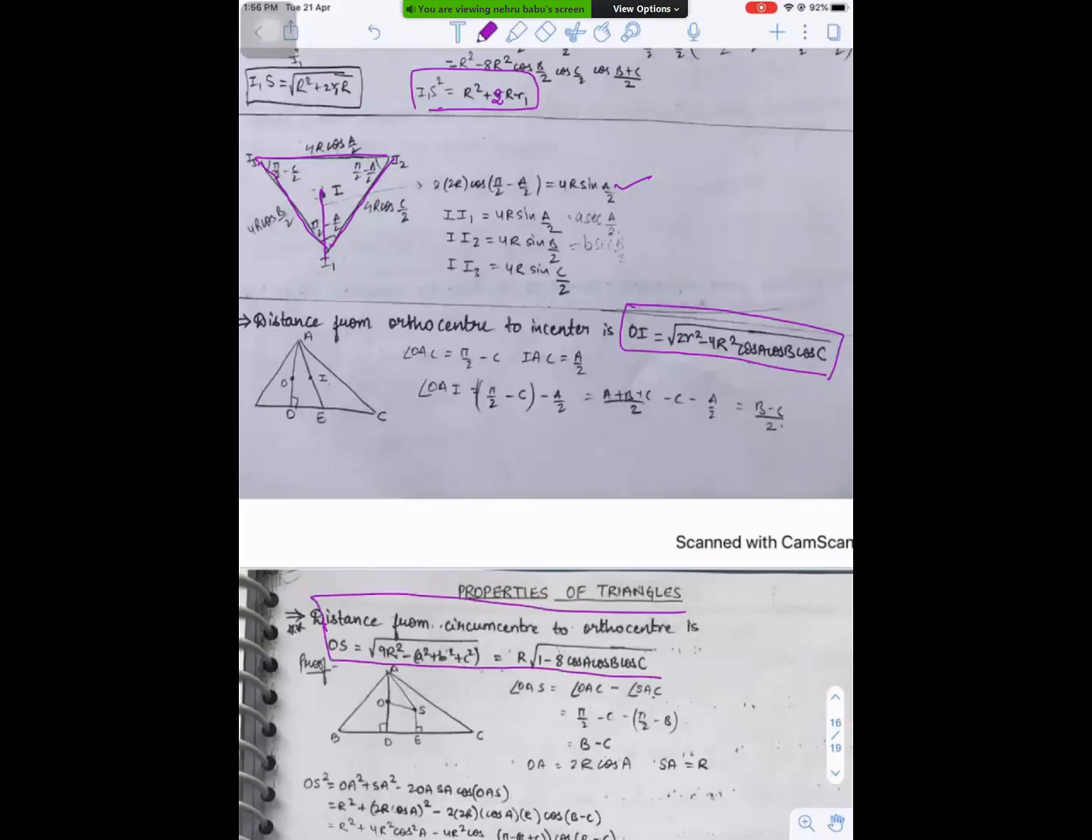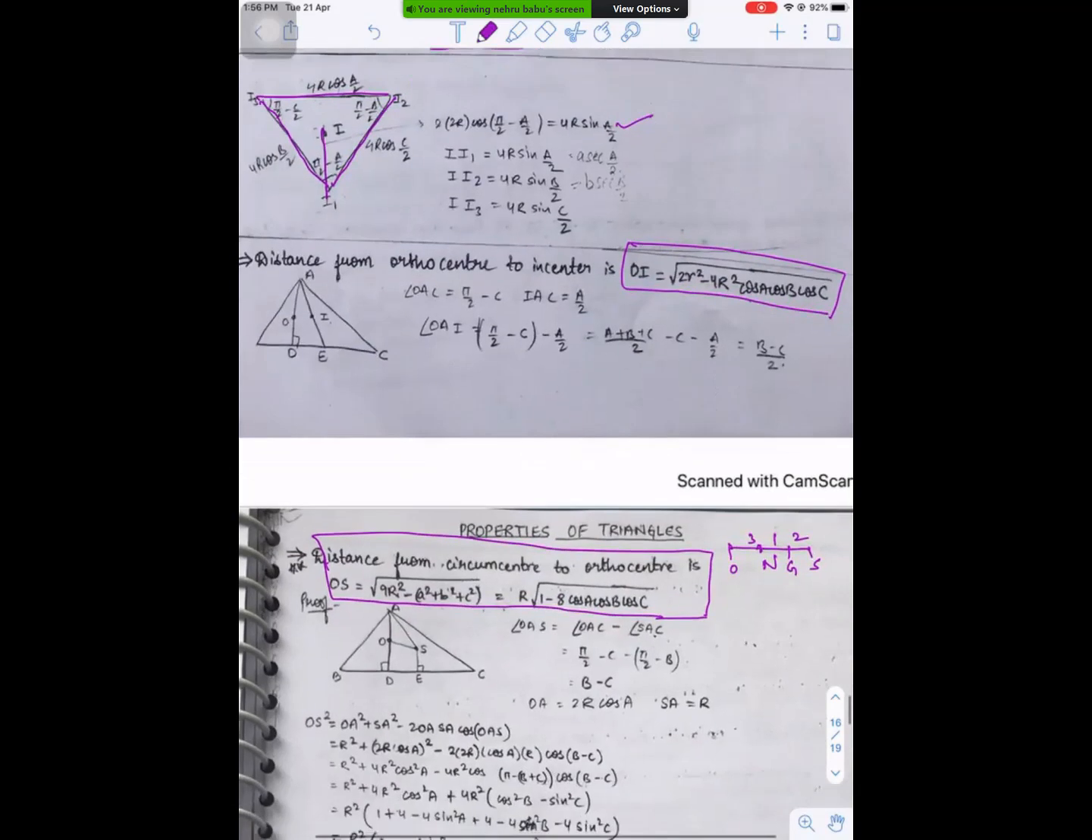The next result is the distance from circumcenter to orthocenter. This distance is indirectly giving 6 results. Why 6 results? If you know the distance OS, then indirectly the nine-point center is the midpoint of that. As O, N, G, S are dividing in the ratio 3:1:2, if you know the OS distance, indirectly we are getting the ON distance, OG distance, NG distance, NS distance, GS distance. Like that, 6 things we are getting at the same time.